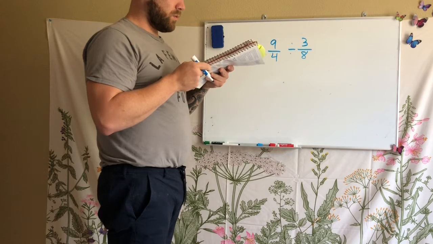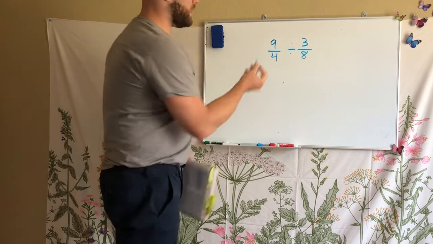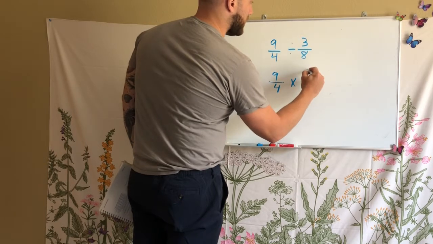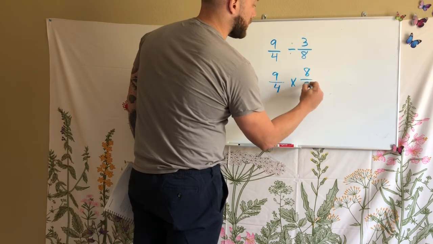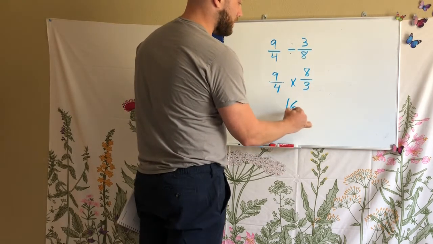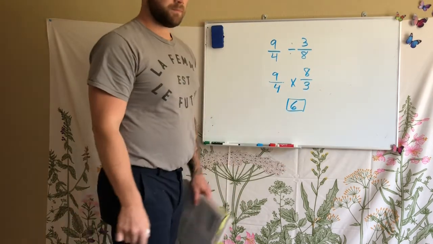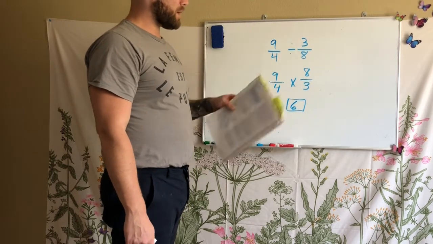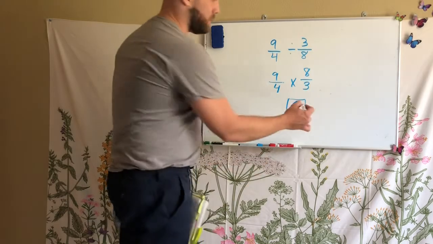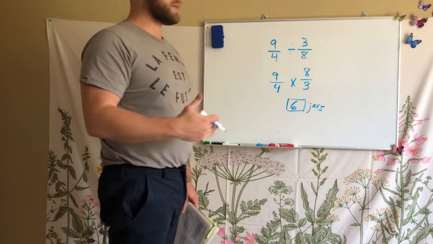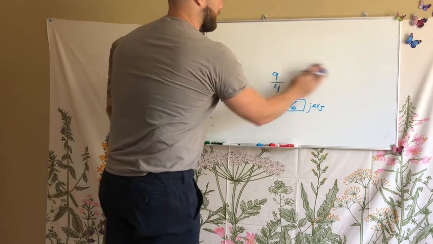Okay, so this will be turned into 9/4 times 8/3. What's the answer? Pause the video. 6. Problem B. Oh, sorry, before we go on. 6 what? 6 jars. Make sure you label your answer. Okay, next.